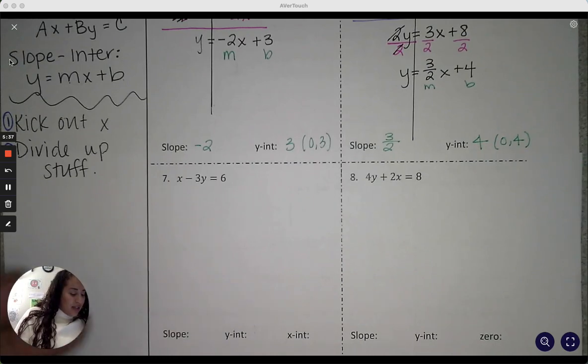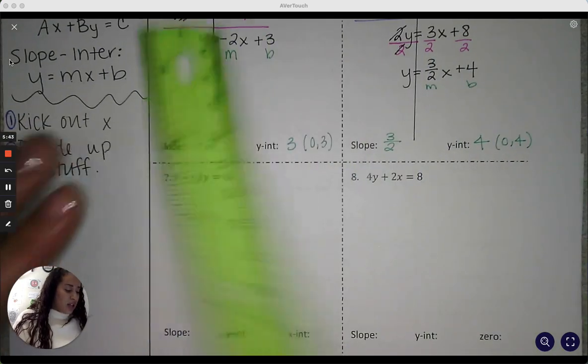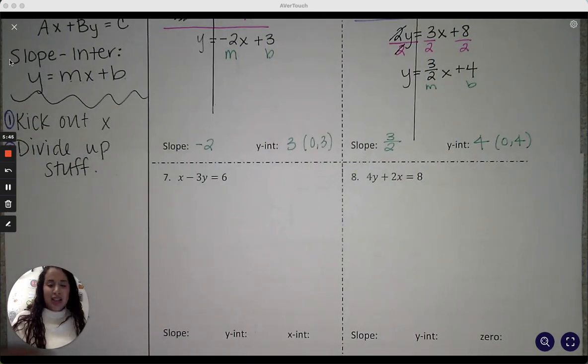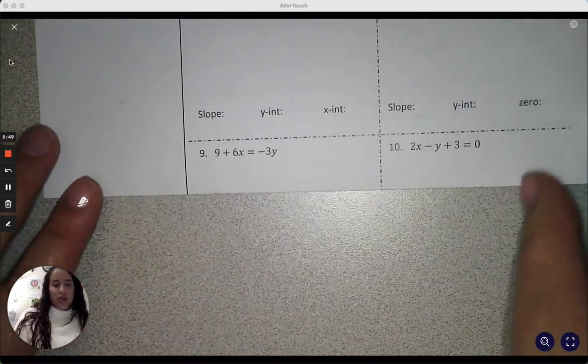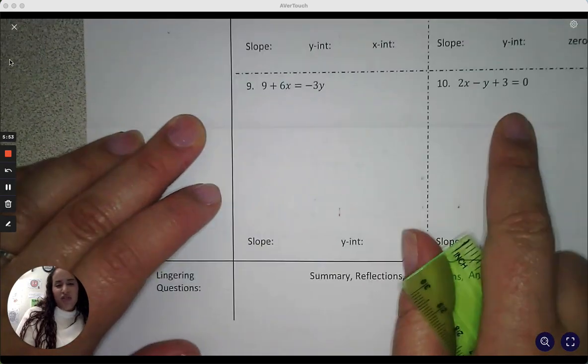Looking at number 7. Do I want to do number 7? Yeah, sure, why? No. Let's do number 9. Well, it just looks like fun.